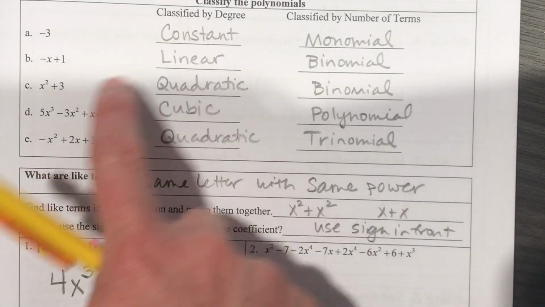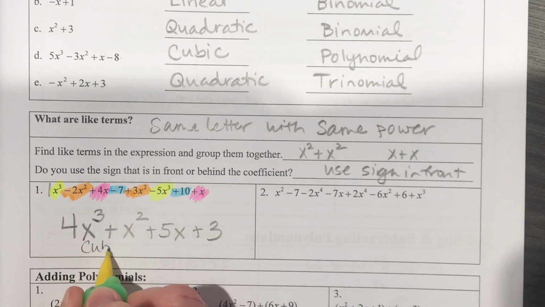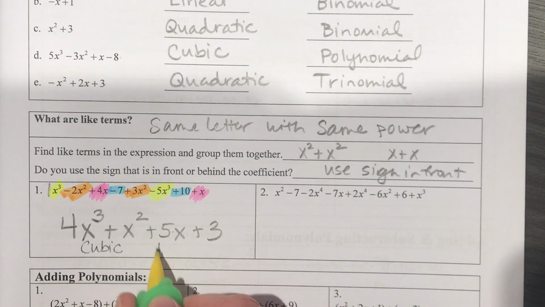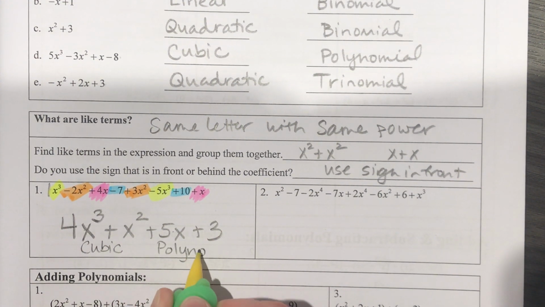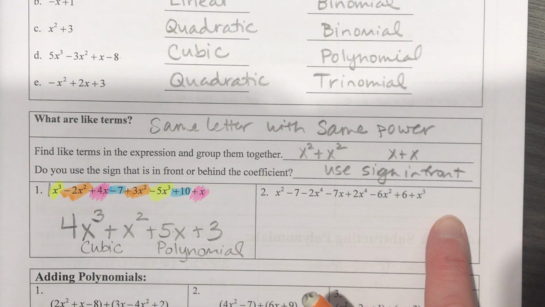So what's the highest power here? Our highest power is a cube, so this would be a cubic function. And there are 1, 2, 3, 4 terms, which would make this a polynomial. And then again, we can do this problem here.